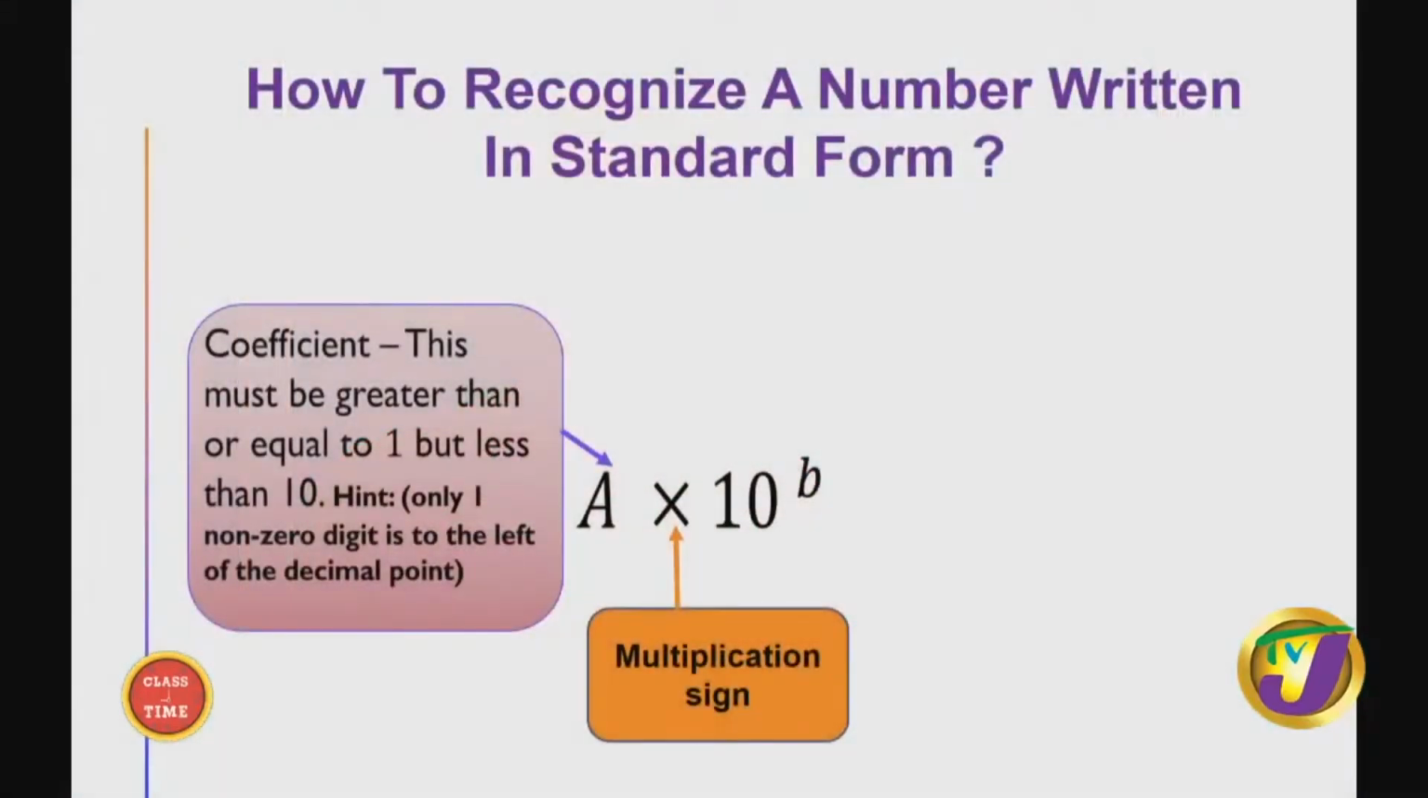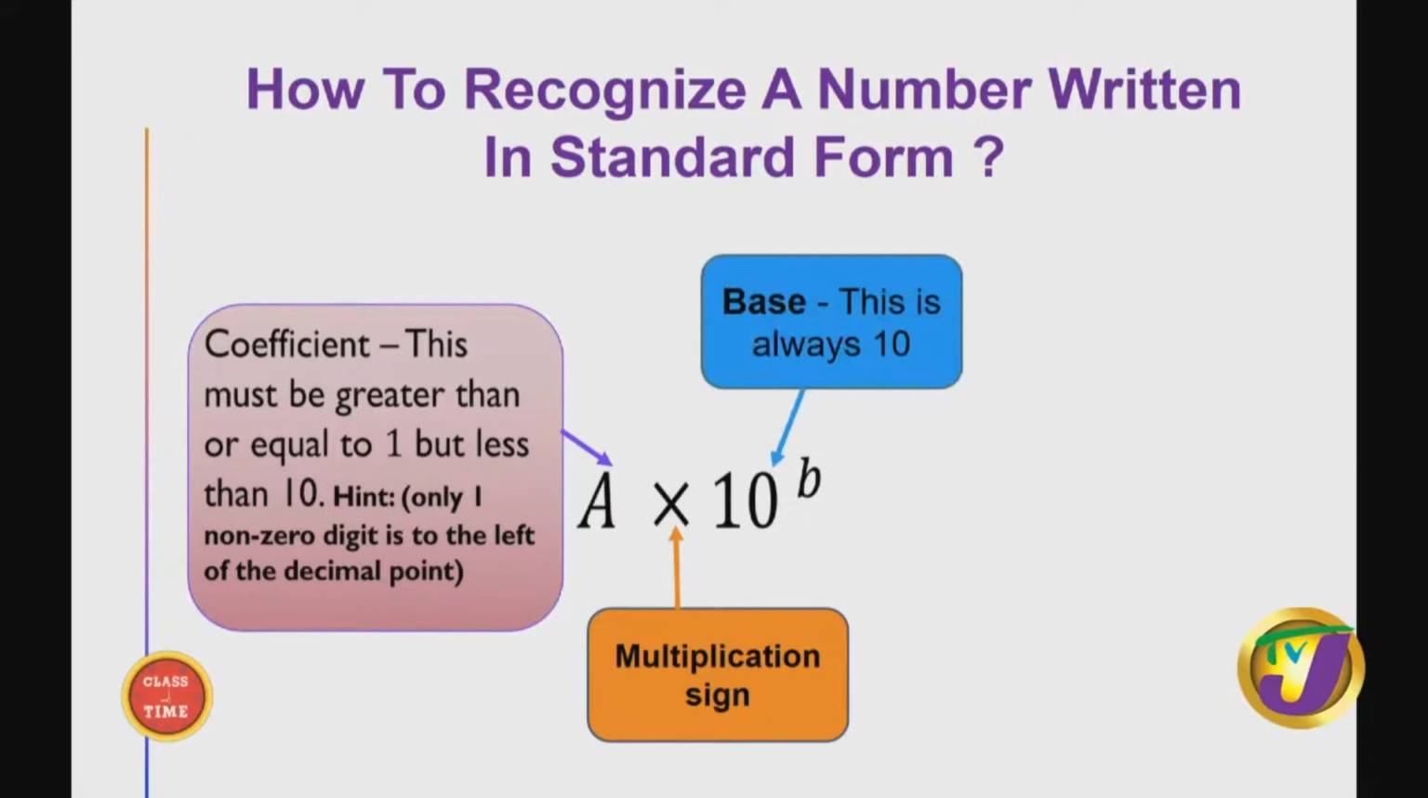Then we have the multiplication sign. After our coefficient, it's followed by the multiplication sign, and then we have a 10. This is the base, and this will always be 10 in standard form or scientific notation. Then we have our B, which is our exponent. When we're writing in standard form, the 10 is always raised to an exponent, to a power. Keep in mind that we're working within the base 10 place value system, so it's always going to be raised to some power of 10. So just remember that.